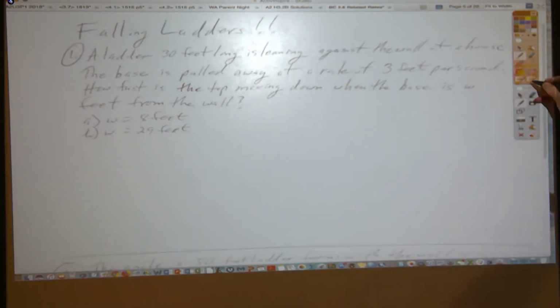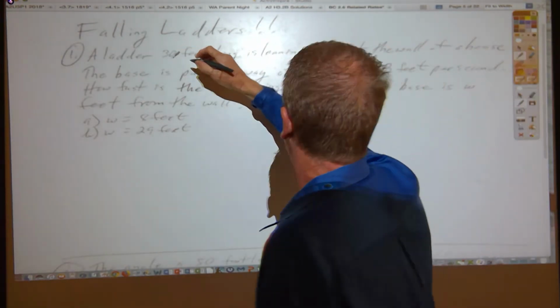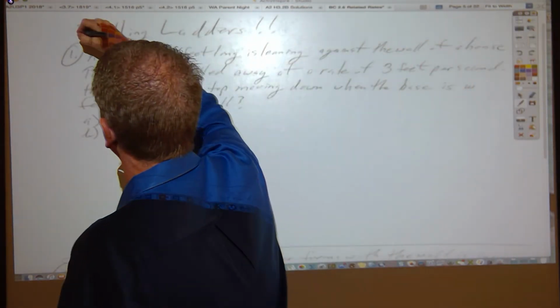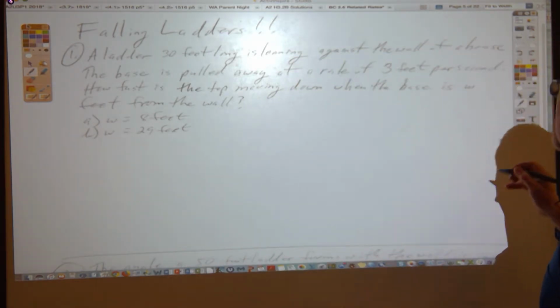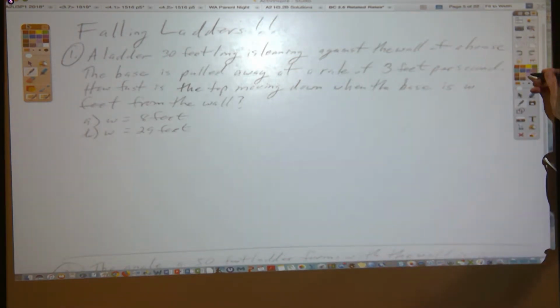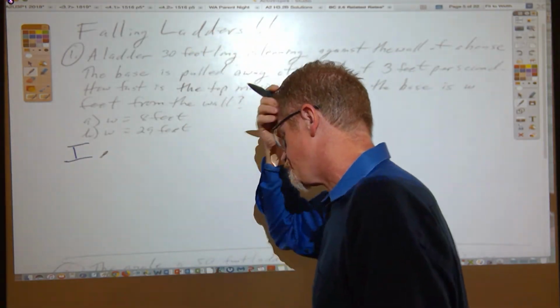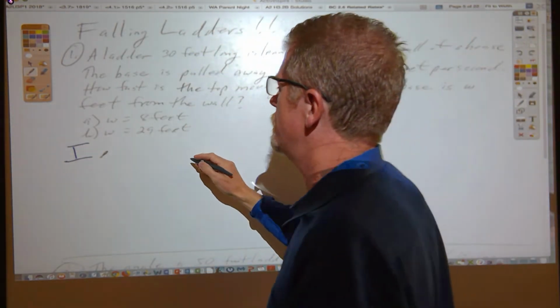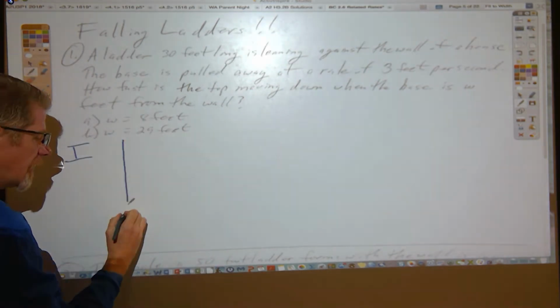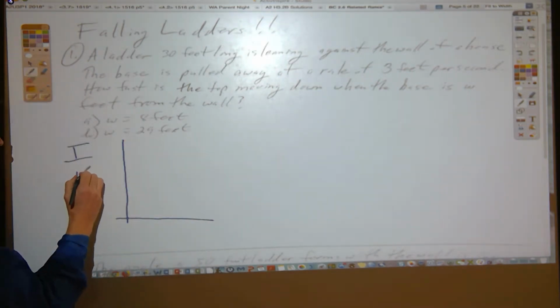So let's do Roman numerals 1, 2, 3, 4, 5, and 6. By the way, I didn't talk about Roman numeral 8. That's where you write down the answer. We'll talk about that this time. So here we go. Roman numeral 1. Let's draw a picture of a house. It has a ladder leaning next to it.